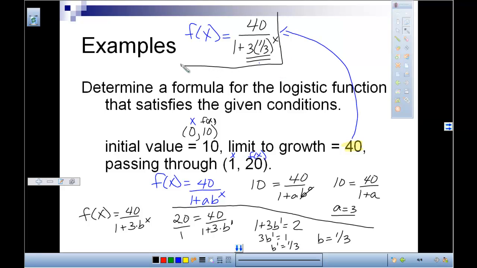So this would be the equation of our logistic function that has an initial value of 10, a limit to growth of 40, and passes through the point (1, 20).